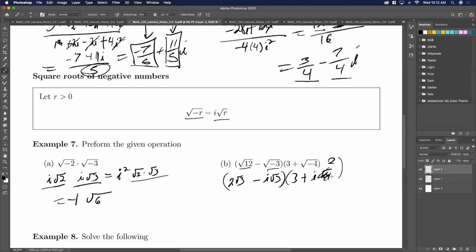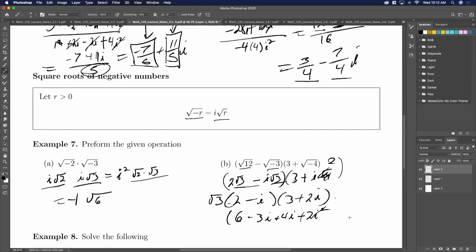Now that I have this, I can perform the operation. Actually, I can make my life easier. Since I have a square root of 3 and a square root of 3 here, I'll just pull it all the way out. So I'm going to write square root of 3 times (2 minus i) times (3 plus 2i). And then when I FOIL this, it's all the much easier. So make your life easier if you can. Then we'll have 2 times 3, which gives me 6, minus 3i plus 4i, minus 2i squared. So that becomes plus 2. So that equals the square root of 3 times (8 plus, negative 3 and 4 give me an i). And there you go. And if I finish that off, it would be 8 square root of 3 plus i square root of 3.